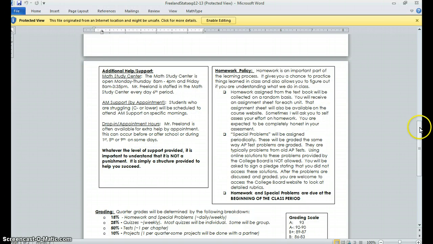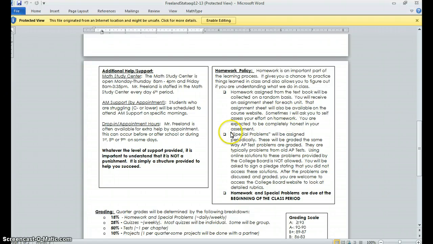Here's the homework policy. To highlight this, you will have an assignment sheet. Homework is assigned from the textbook. It will be collected on a random basis. Sometimes you'll be asked to self-assess your effort on homework. Sometimes we'll do spot checks. You're expected to do your homework every night. Homework out of the book will not be graded based on correctness. It'll be more based on effort.